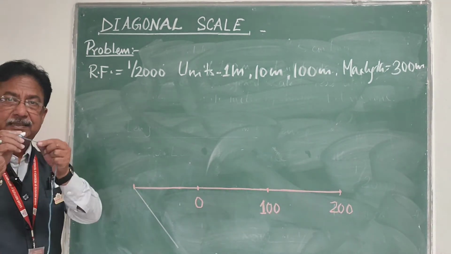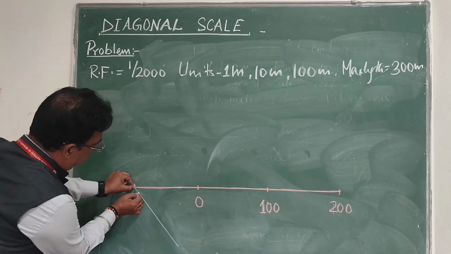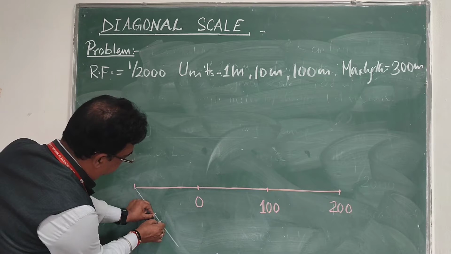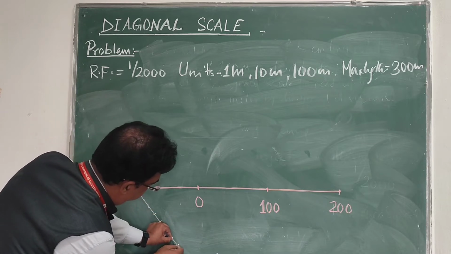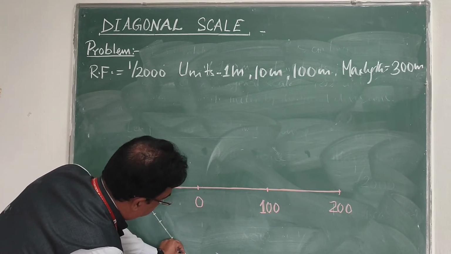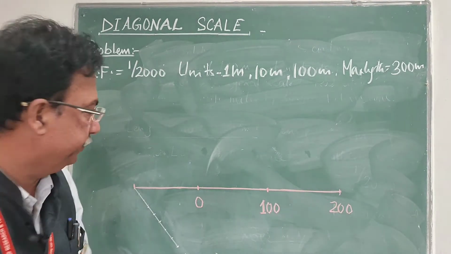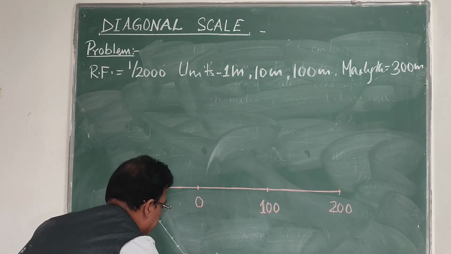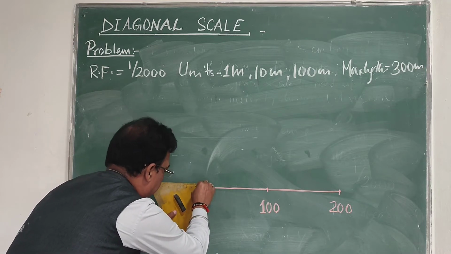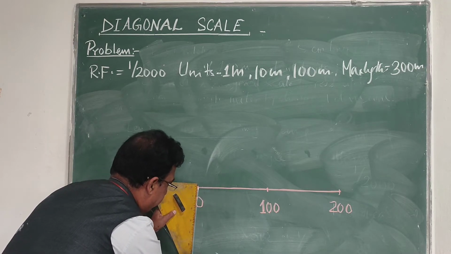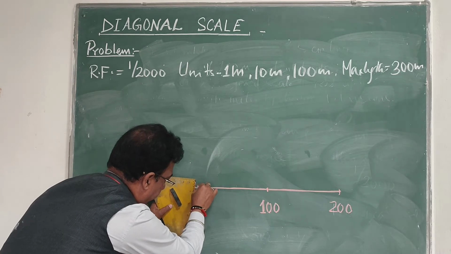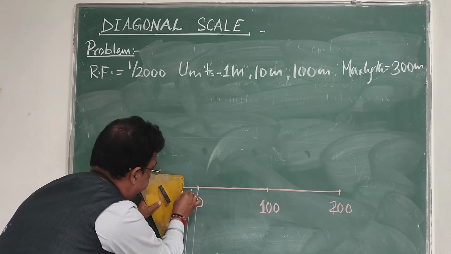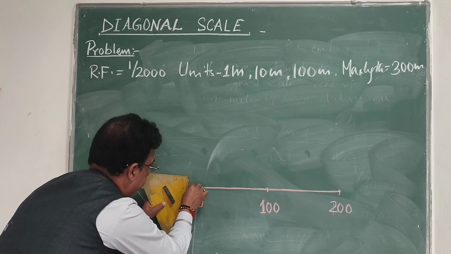Now take any distance in the divider and mark 10 equal markings on this line. After 10 equal markings, join this 10th one with 0 like this, and now move parallel from this, like this.